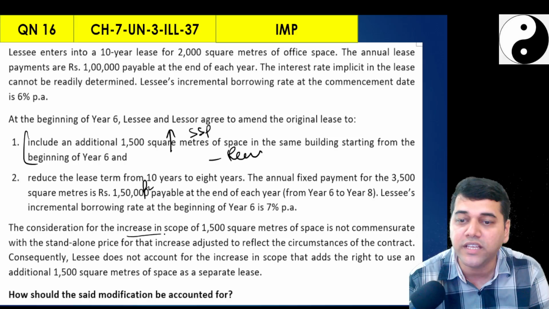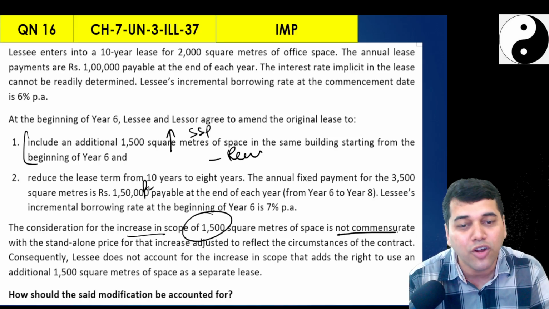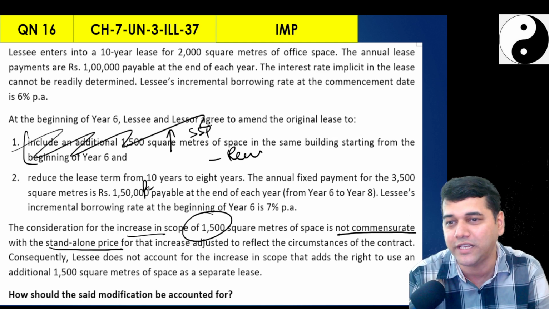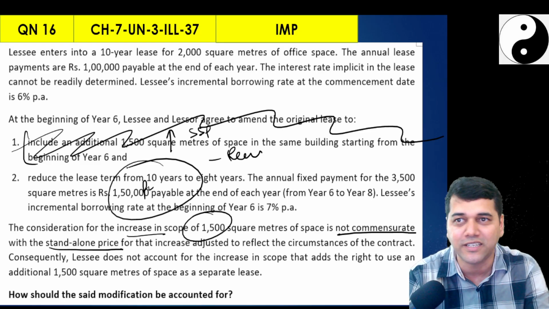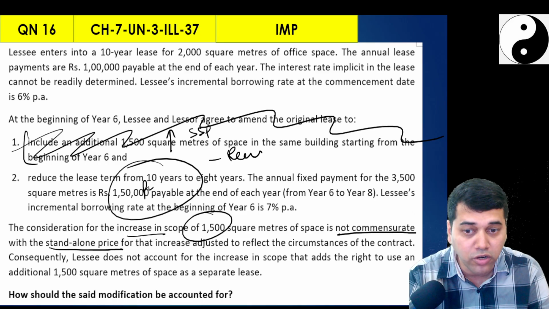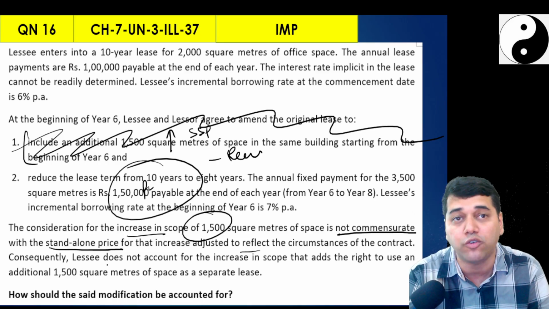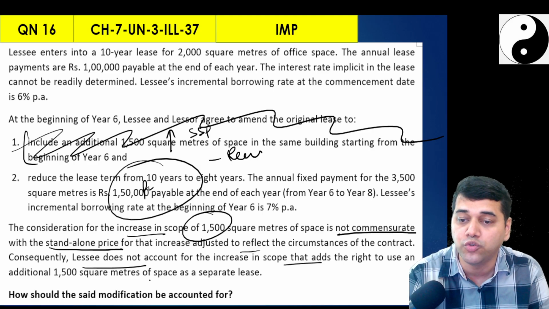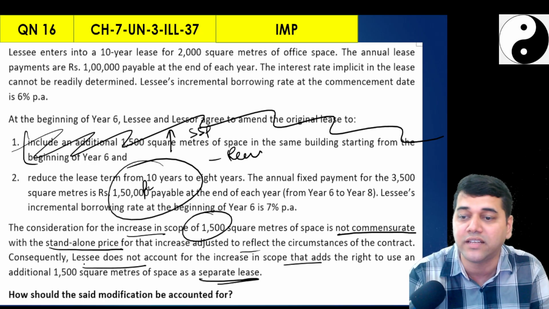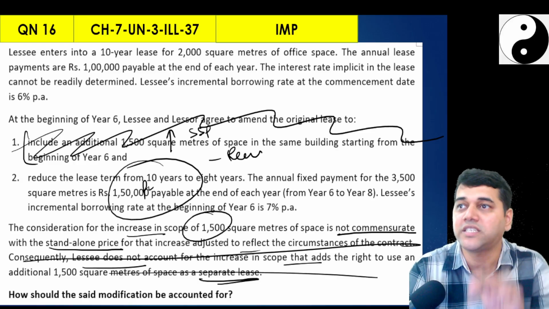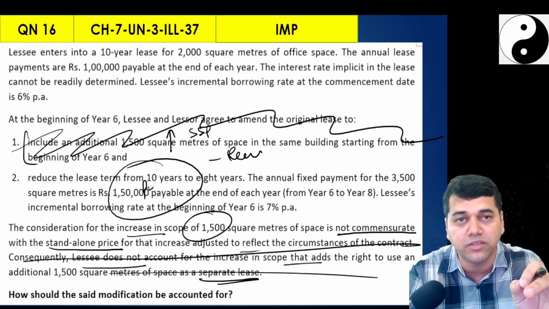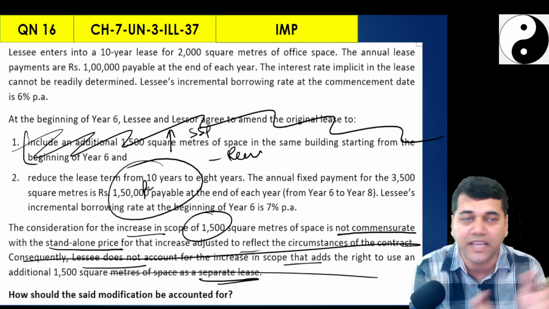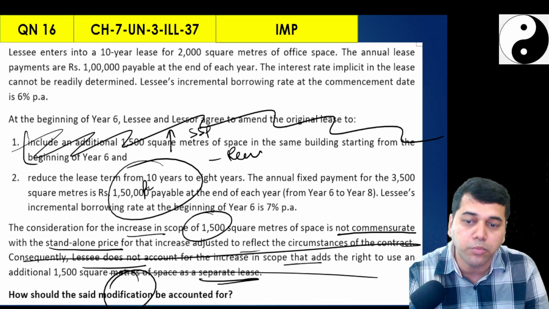Now, the consideration for the increase in the scope is not commensurate with the SSP. I wished if it was SSP, then I would have totally ignored this. I would have applied only that reduction in the term, all those things. But since it is not, then it should not be reflected. That's why I have to do one remeasurement. The lessee does not account the increase in the scope that adds to the right to use as a separate lease. Obviously, this sentence they need not tell me. They just tell me that the increase is not commensurate with the SSP. I understand that, yes, it's a part of remeasurement only. I cannot account it as a new lease. How are you going to modify this lease?